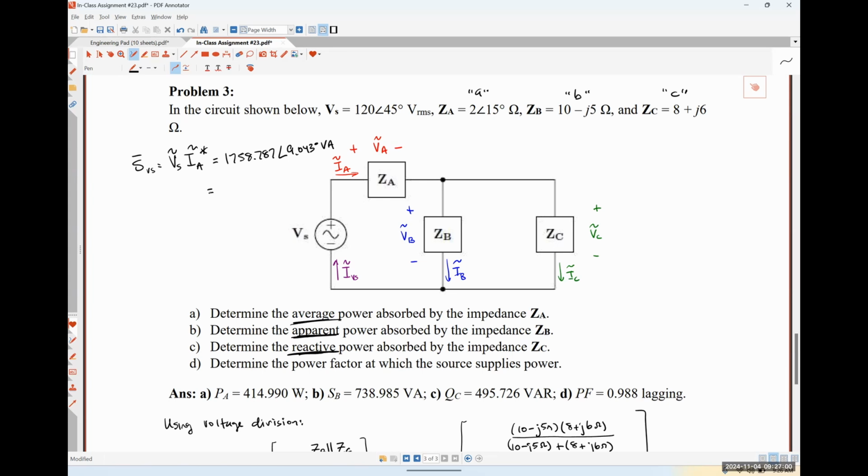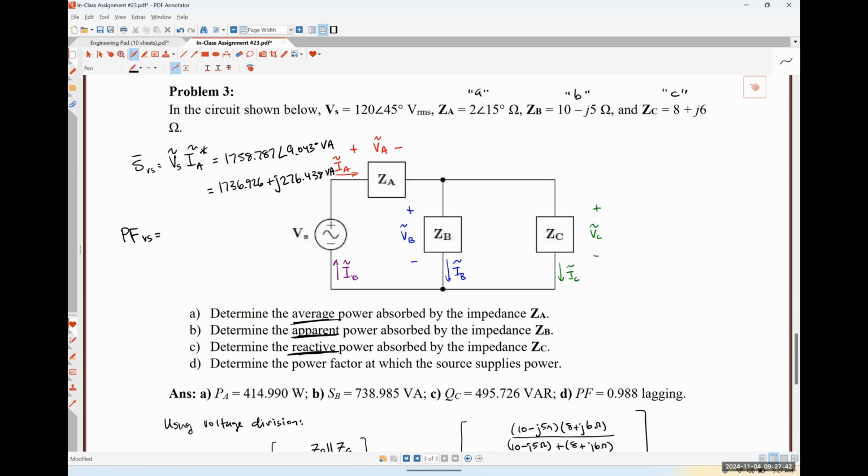In rectangular form, that's 1736.926 plus j276.438. So how would I calculate my power factor? We could take average power over reactive power. Nothing particularly wrong with that.